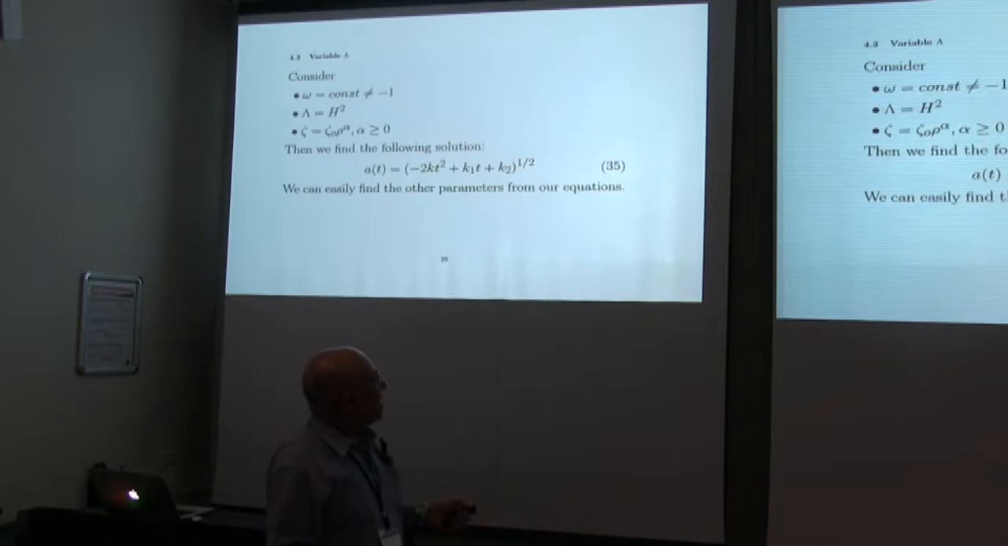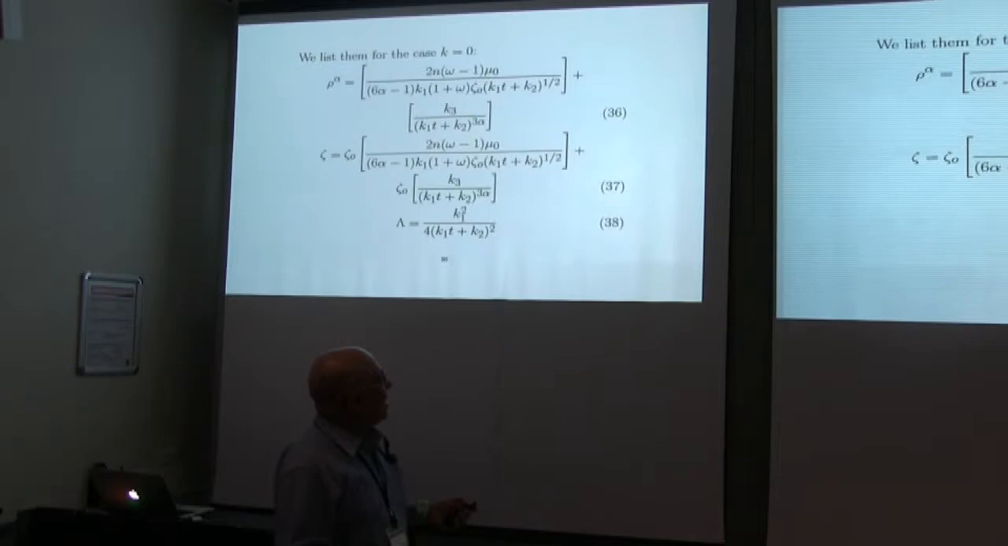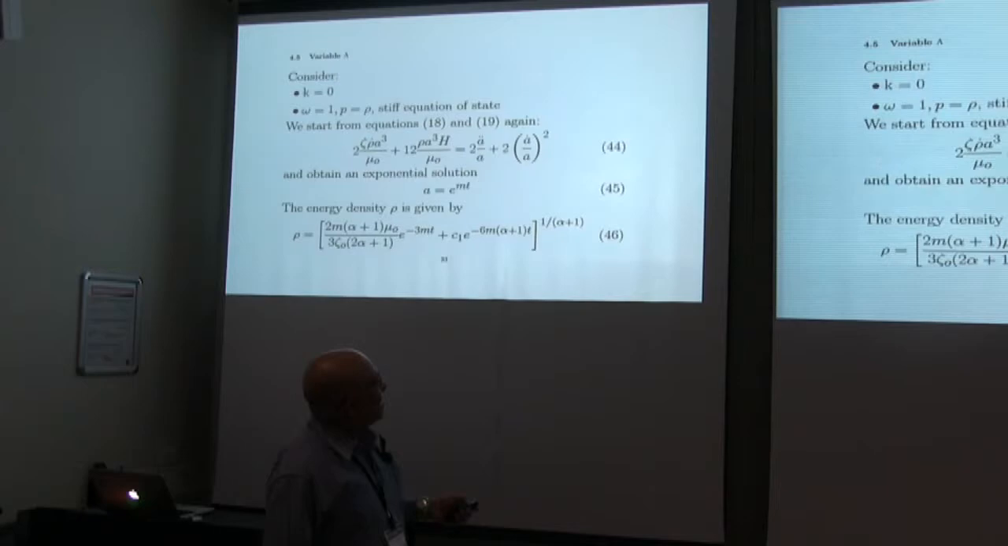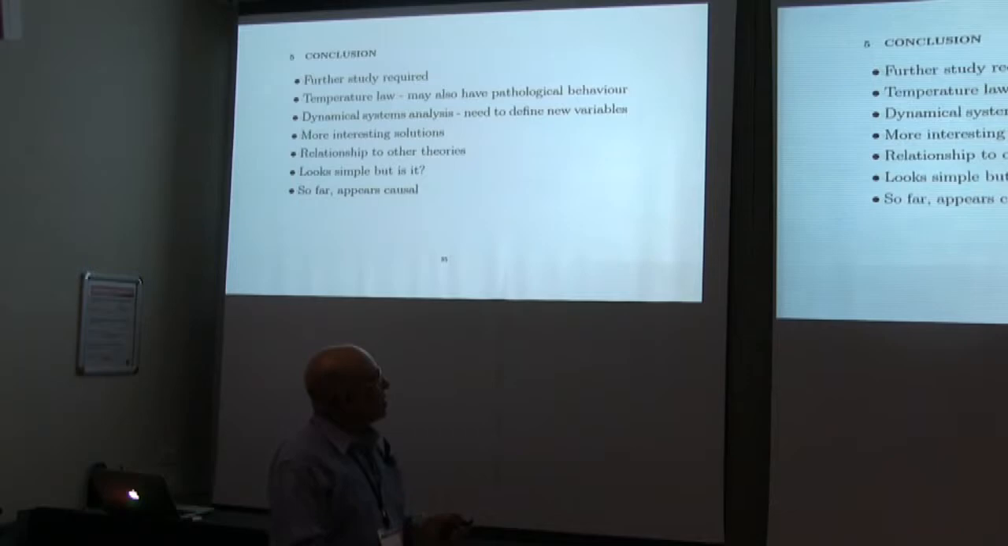So there isn't just a simple exponential solution like there is in the other theories. But if you introduce lambda as a variable, then you can find, for example, a power law solution here. And you can also find an exponential solution as well. So we're currently looking at this. The other thing is that the temperature law here is not very clear. It's not clear whether the temperature law is well behaved. That may also have pathological behavior.